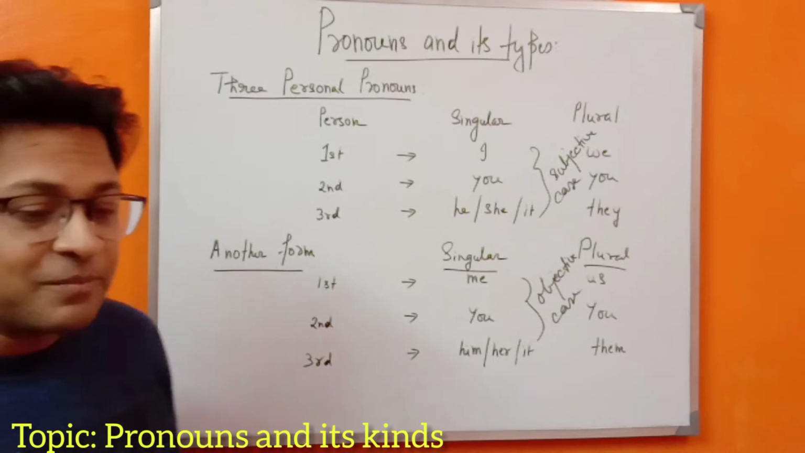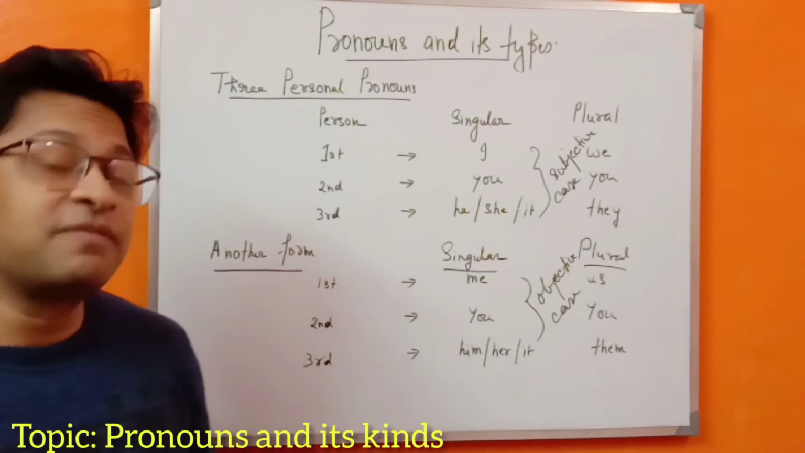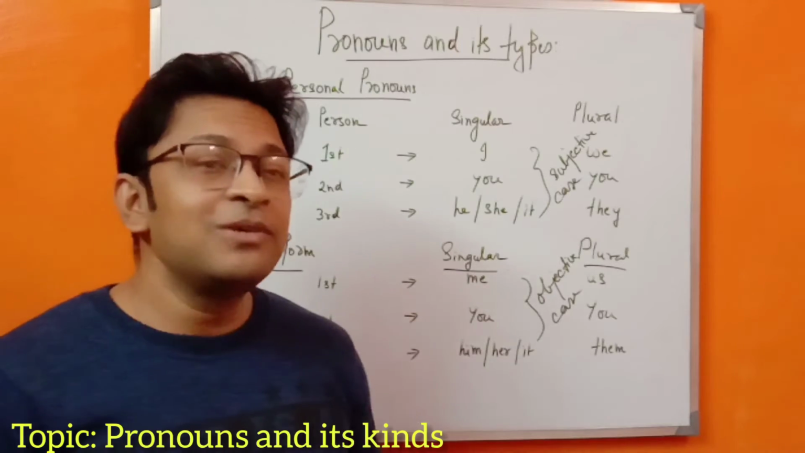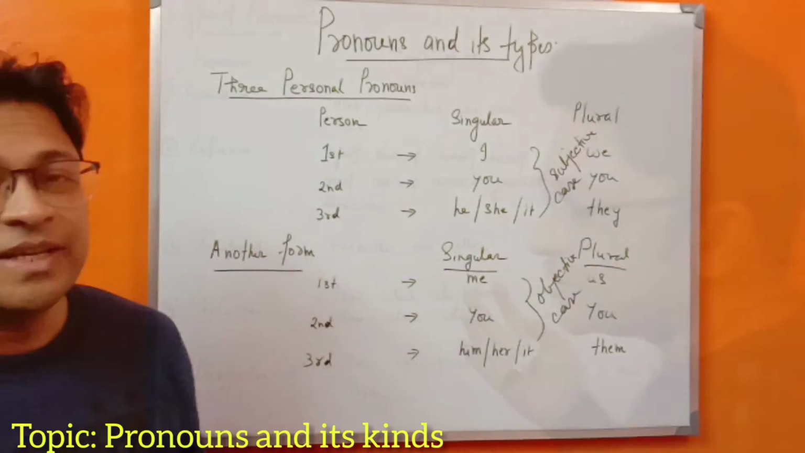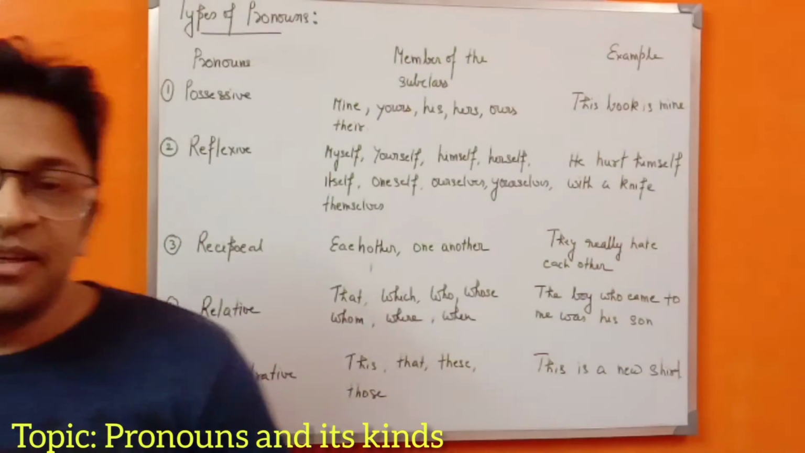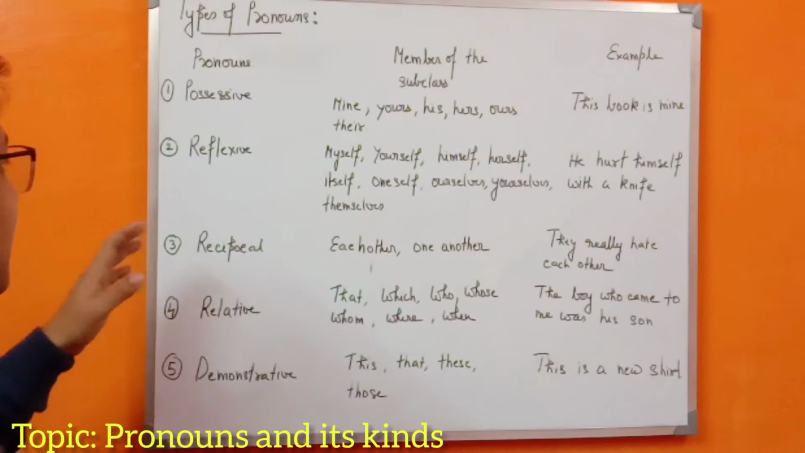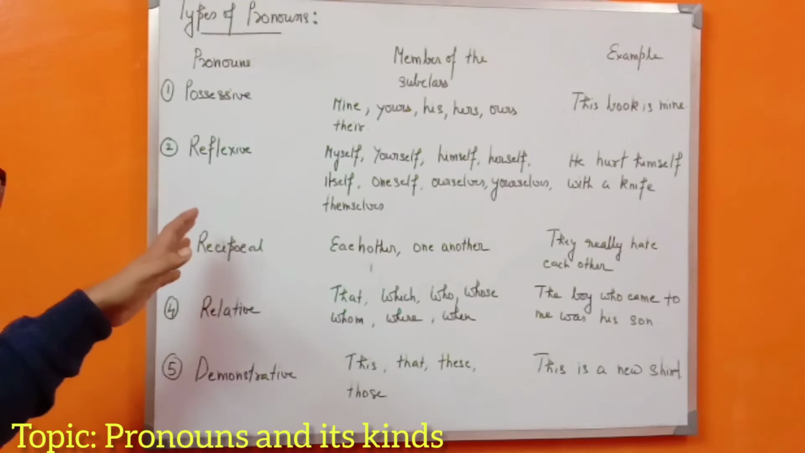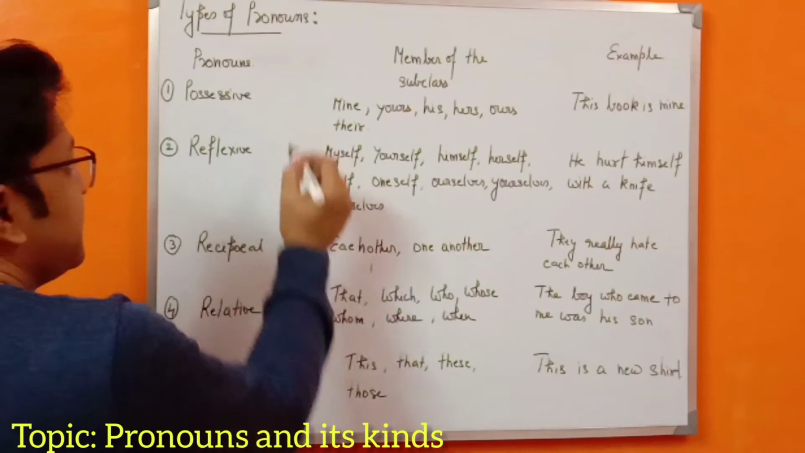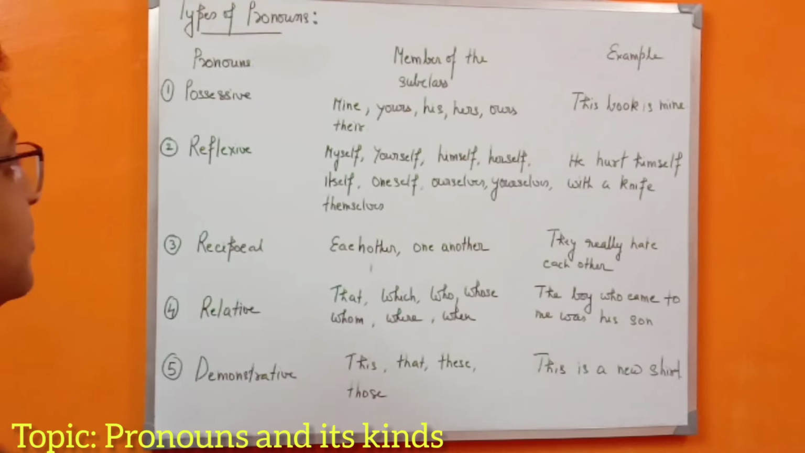Okay, now I am going to show you the different types of pronouns by using a chart, which will be easier. See this chart. These are the types. These are the 5 types, and 2 or more are there. So first of all, what are the types of pronouns? First of all, possessive. Which are our possessive pronouns?